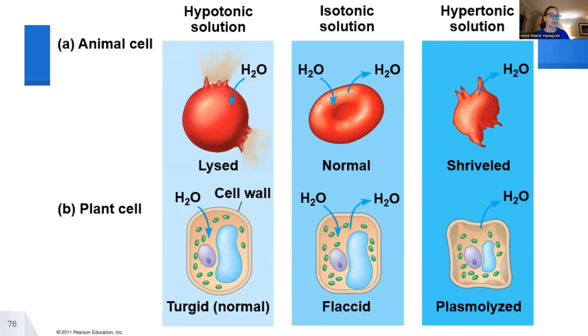Plant cells are a little bit different because they have that cell wall, and that cell wall is rigid. What will happen in a normal situation for plants, they want that pressure in the cell. So in a hypotonic solution, the water is also going to move into the cell. But because they have that rigid cell wall, it's not going to burst. And so that's actually the normal condition for a plant cell.